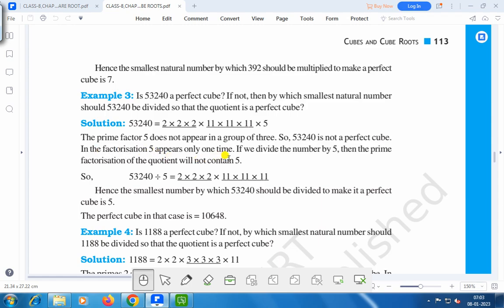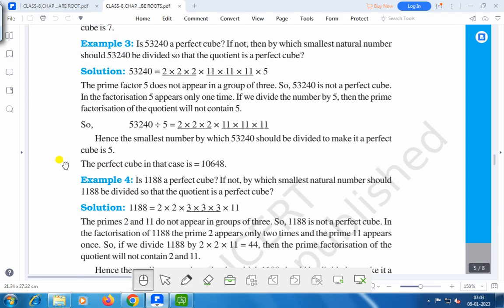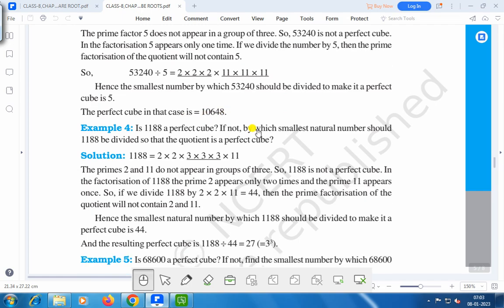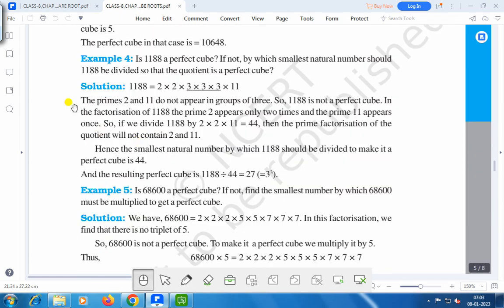If we divide the number by 5, then the prime factorization of the quotient will not contain 5. Therefore, 53240 divided by 5 is equal to 2 into 2 into 2 into 11 into 11 into 11. And the smallest number by which 53240 should be divided to make it a perfect cube is 5. The perfect cube in that case is 10648.